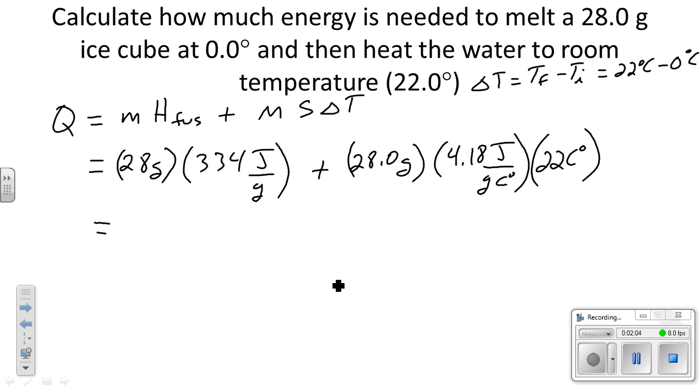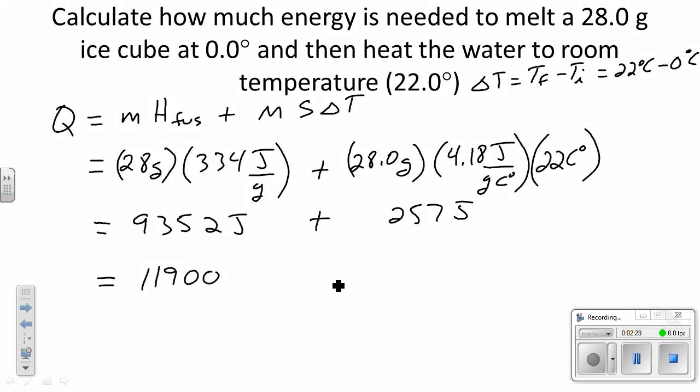And when you multiply these first two together, you get 9,352. And when you multiply these other three together, you get 2,575. Notice, by the way, that it takes a whole lot more energy to actually make the change of state than it does to heat the water up. So adding those together and then rounding for significant figures gives us 11,900. I'm sorry, I didn't put the units on those. 11,900 joules is the total for that.